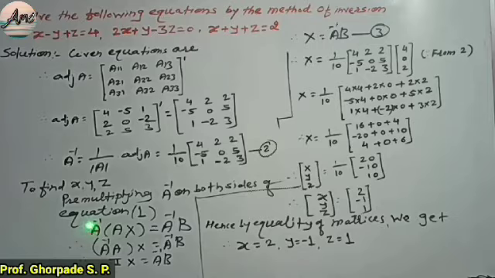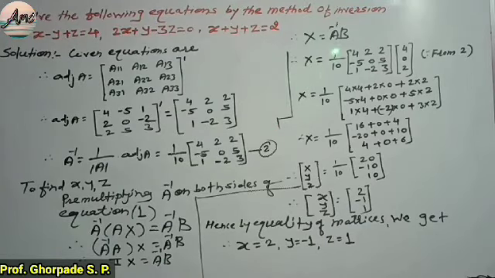For that, pre-multiplying A inverse on both sides of equation 1. So pre-multiply A inverse on both sides of what? Equation 1. So we get A inverse into AX is equal to what? A inverse into B. So A inverse into A into X is equal to A inverse into B. But A inverse into A is what? A inverse into A is the identity matrix I into X is equal to A inverse into B. I into X is nothing but X is equal to A inverse into B.